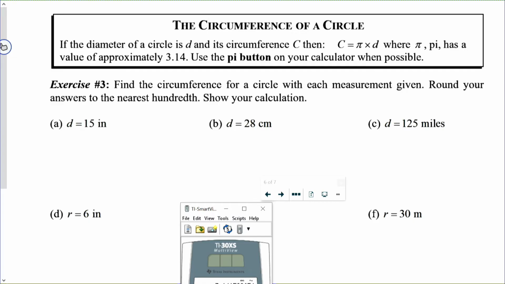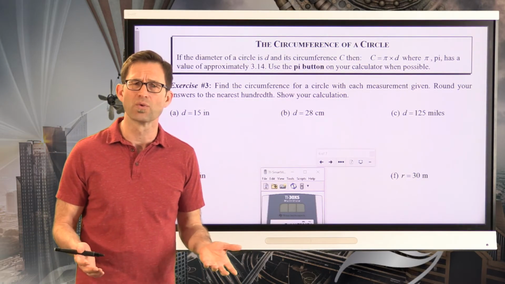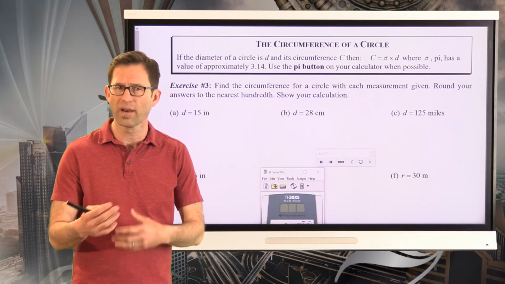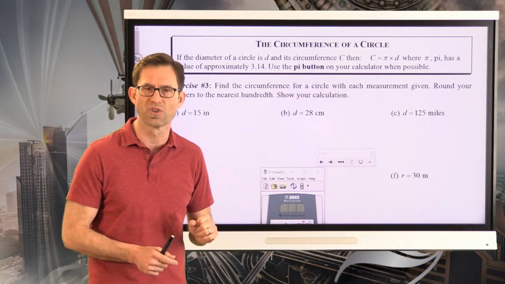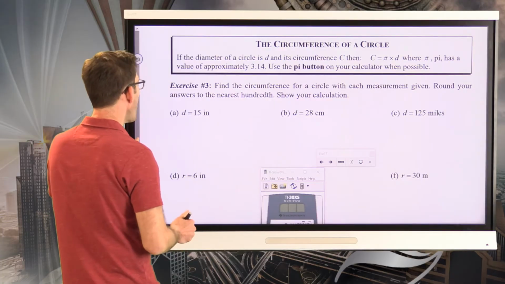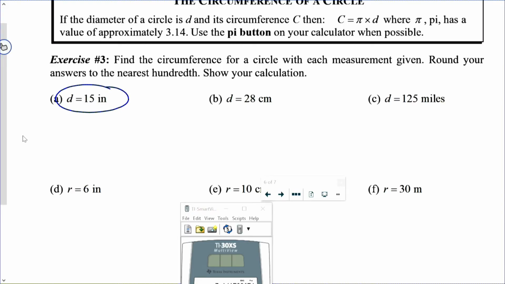Find the circumference for a circle with each measurement given. Round your answers to the nearest hundredth, show your calculation. This is super simple, it is just plugging numbers into a formula, a formula that we came up with using the experimentation in exercise 2. I want to know the circumference of a circle whose diameter is 15. So circumference is pi times the diameter, which means it will be pi times 15.